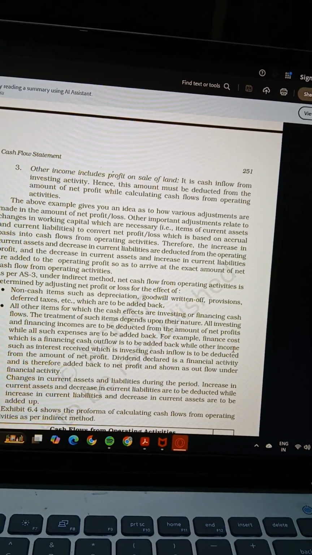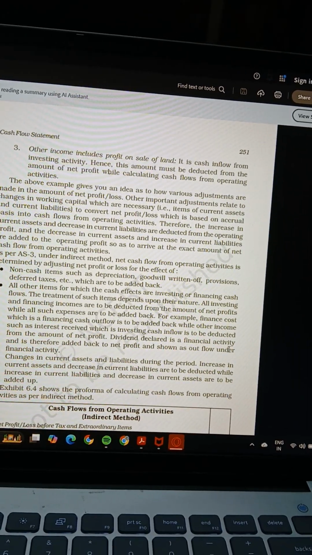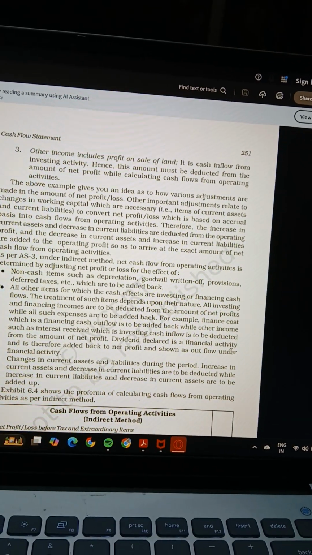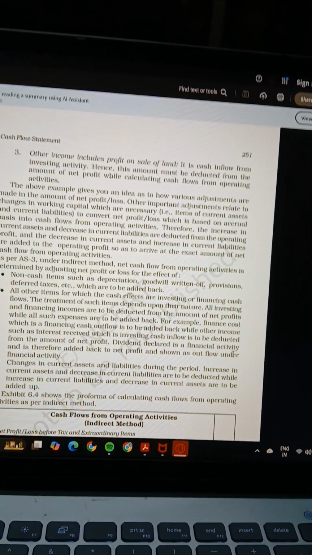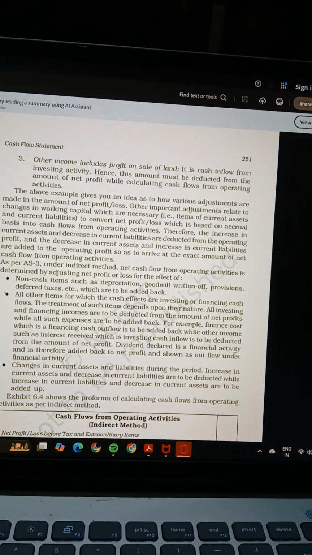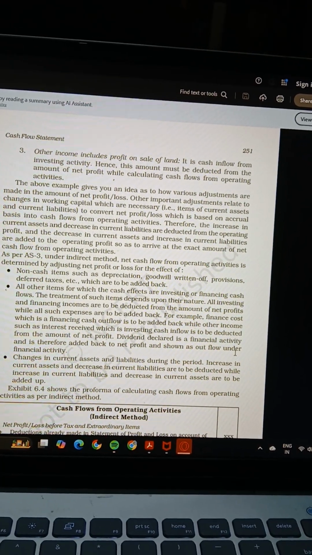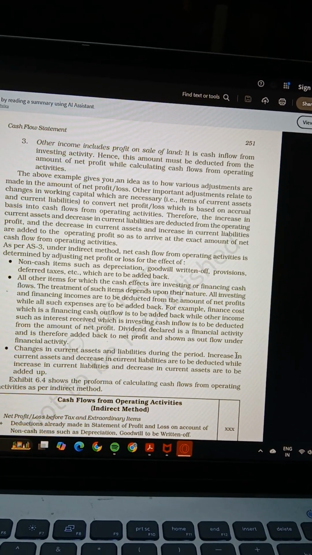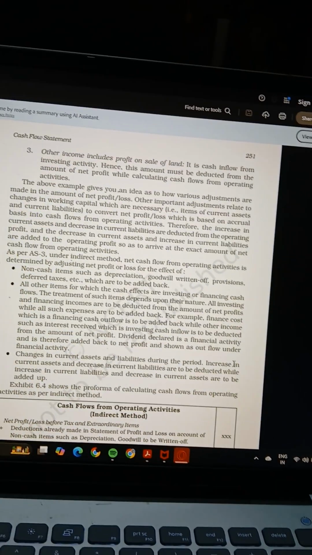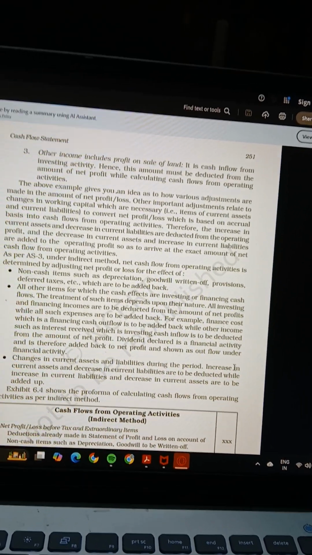As per Accounting Standard 3, under the indirect method, net cash flows from operating activities is determined by adjusting the net profit or loss for the effect of non-cash items such as depreciation, goodwill written off, provisions, deferred taxes, etc., which should be added back. All other items for which the cash effects are investing or financing cash flows: the treatment of such items depends upon their nature.